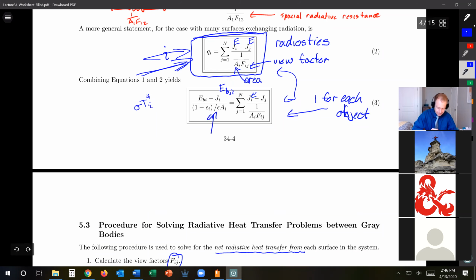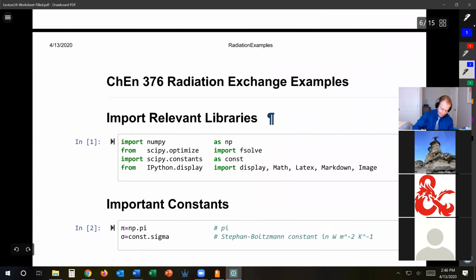It doesn't mean anything. And so what you do, though, to get Q is you can just skip right to this top equation and replace your J's with E_b's. We're just going to skip right here and replace the J's with E_b's. And so that's the last example.